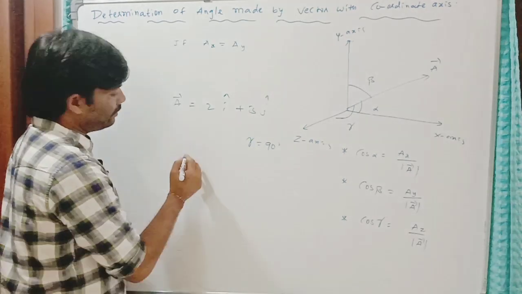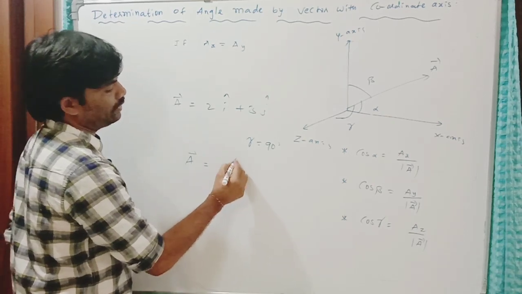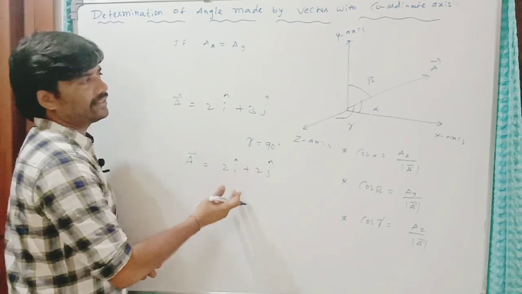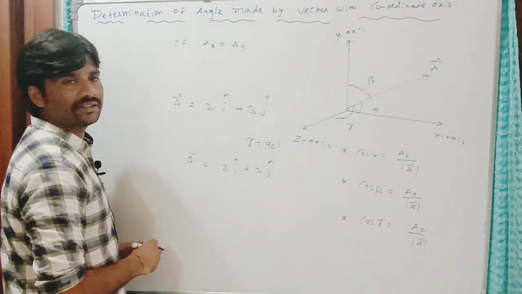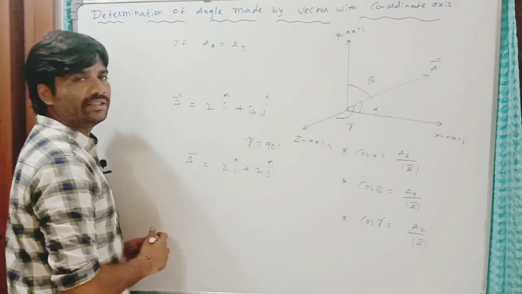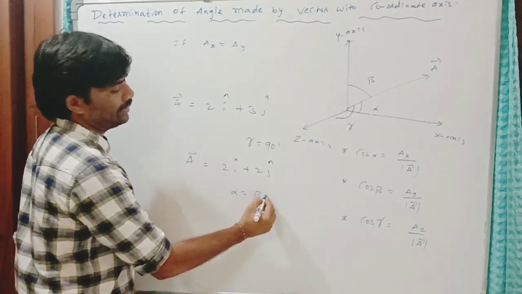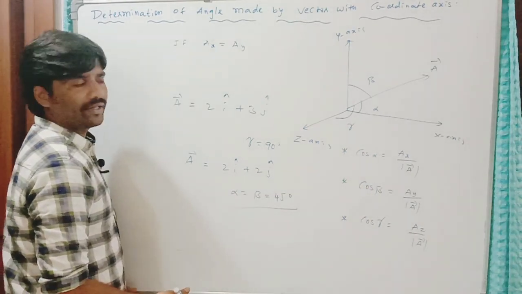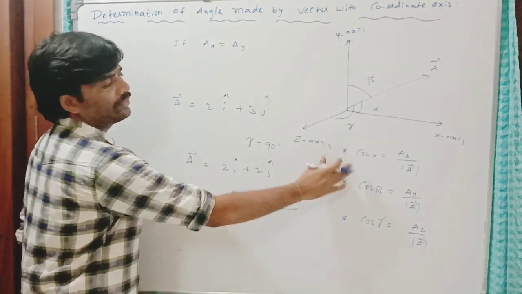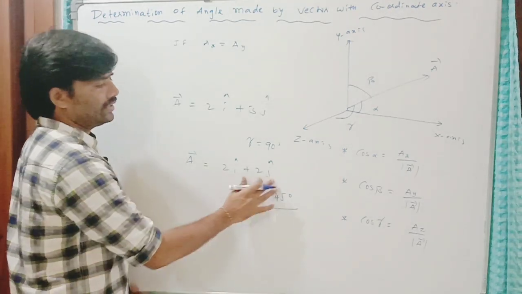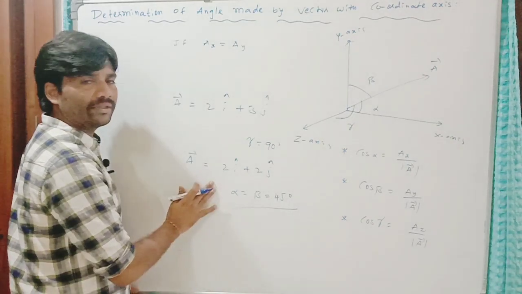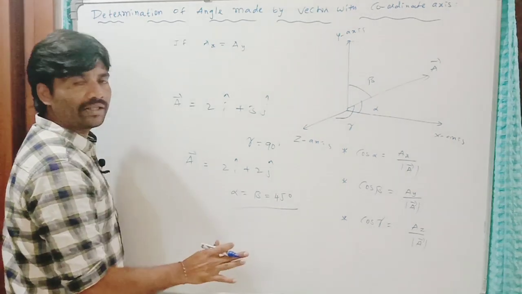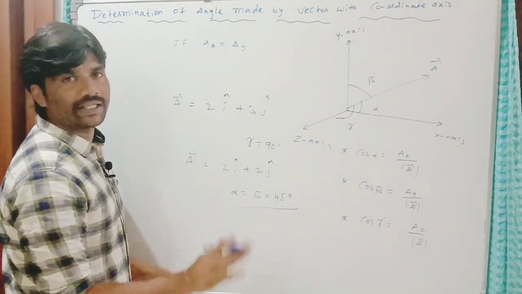So if vector is with the same components like this, 2i plus 2j without z component, it makes same angle with x axis and y axis, and it is equal to 45, alpha equal to beta equal to 45. You can also check these angles by using equations. So no z component, gamma 90. No x component, alpha 90. No y component, beta 90. If x and y components are equal, that vector makes same angle with x axis and y axis.